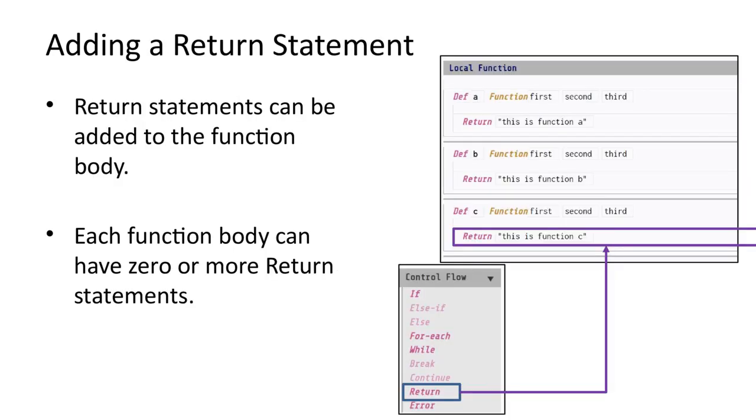The control flow menu has a return statement. The return statement will be enabled whenever a line of code inside your function body is selected. Clicking it will insert a return statement into your function code.